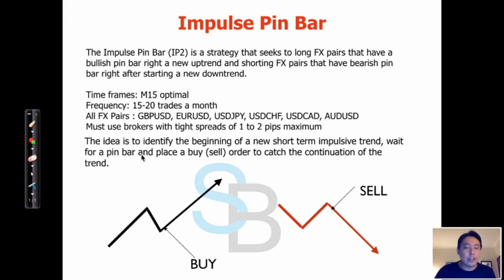So the whole idea of this strategy is again to identify the start of a new short-term impulsive trend, like so. A new uptrend there, and wait for a bullish pin bar to form. We'll place a buy order and catch the continuation of the trend. Because usually after a bullish pin bar, it gets rejected off the support level and continues in the desired trend. Similarly, we're going to wait for a short-term impulsive trend down, wait for a bearish pin bar to form, then it gets rejected off a resistance level. We place a sell order to catch the continuation of the downtrend. It's a pretty simple strategy, but it's extremely powerful and effective.